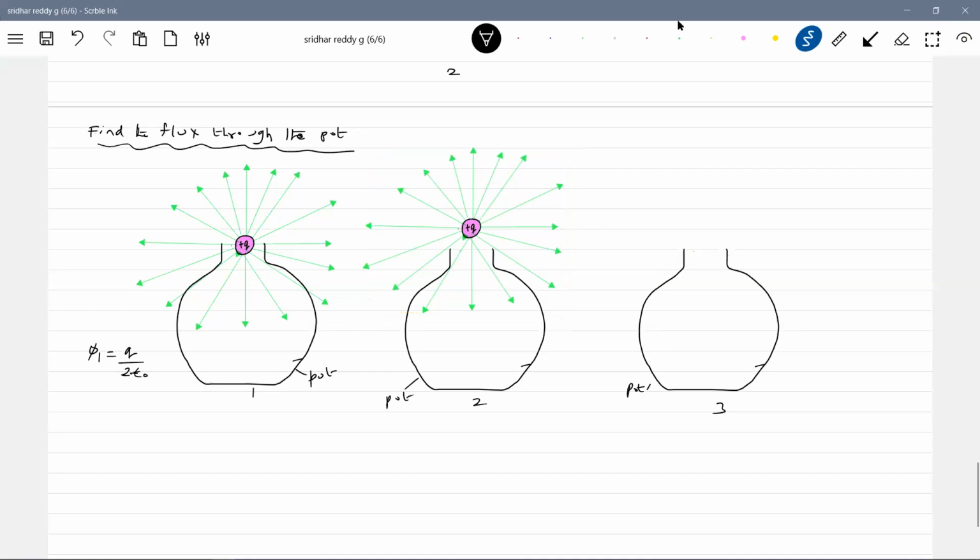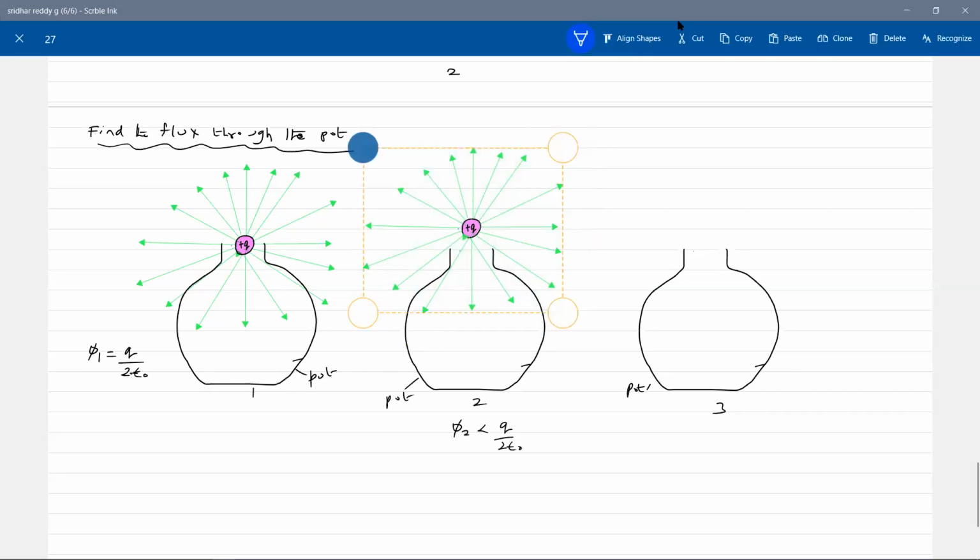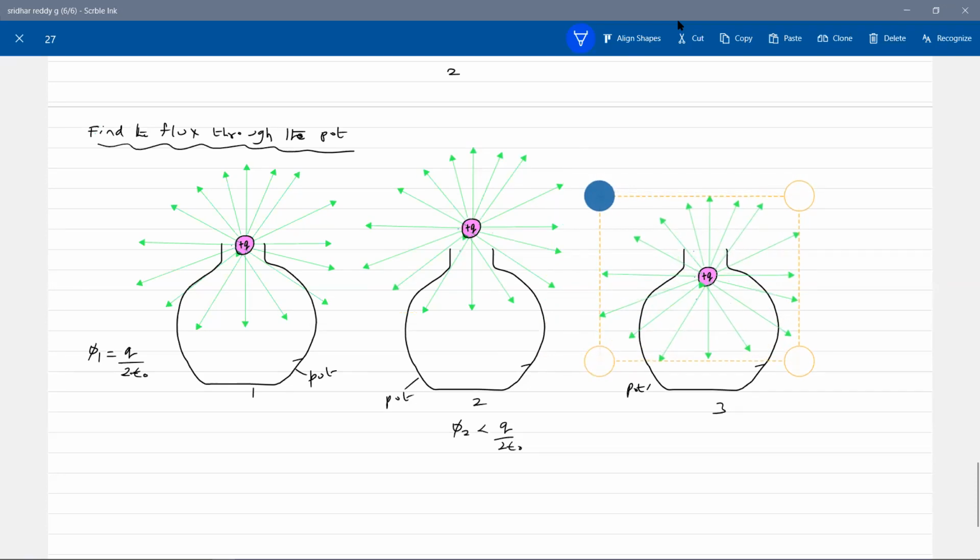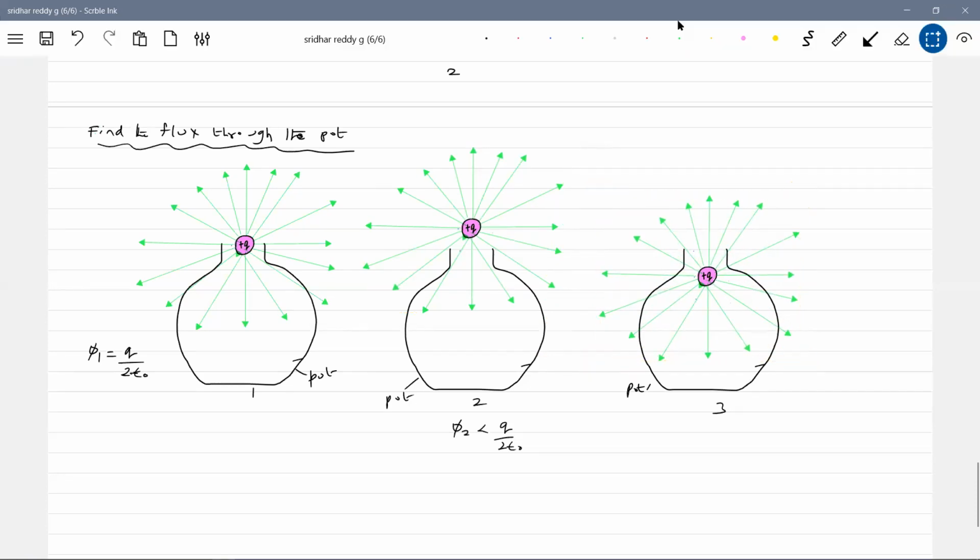So now what is the flux in the second case? Flux in the second case will be less than Q by 2 epsilon naught. Now let me bring the point charge. So here I introduced it, I shifted it into the pot. Now what is the flux in this case? It should be greater than Q by 2 epsilon naught. Able to understand?